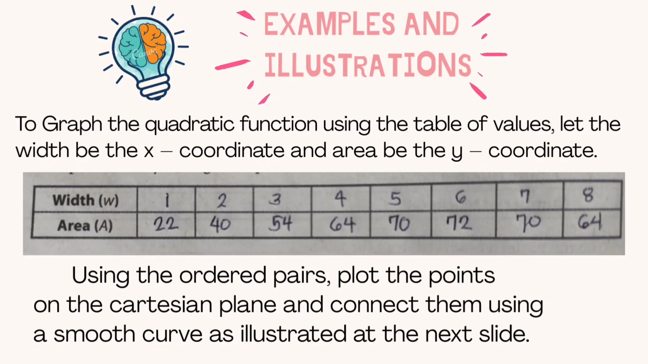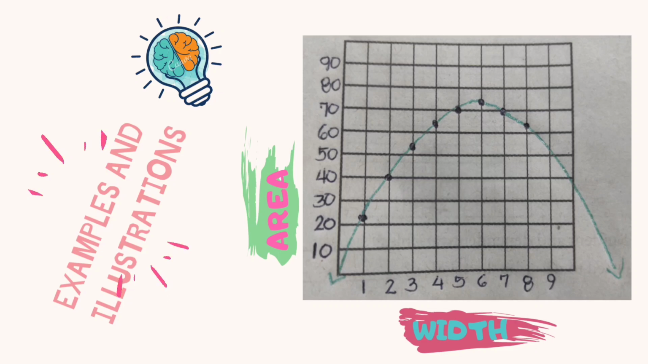To graph the quadratic function using the table of values, let the width be the x-coordinate since the width is our independent variable, and area be the y-coordinate since the area is our dependent variable. Using the ordered pairs, plot the points on the Cartesian plane and connect them using a smooth curve as illustrated on the next slide. If we are going to describe the graph of the given quadratic function, it is an inverted U shape.